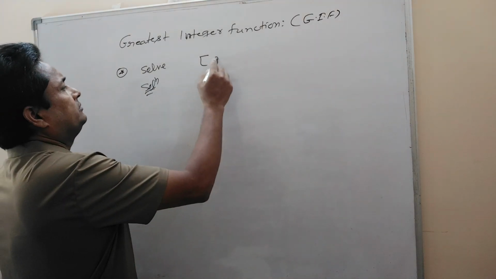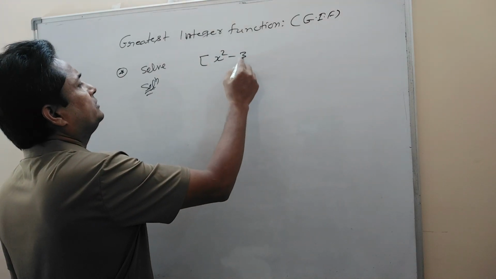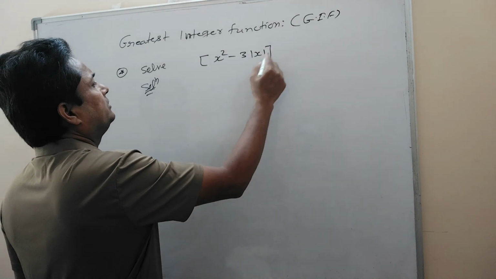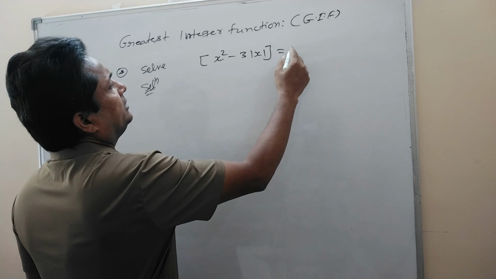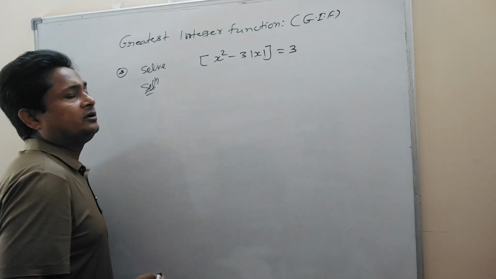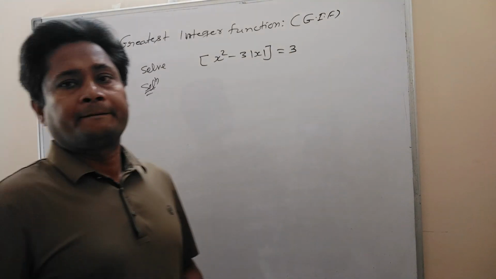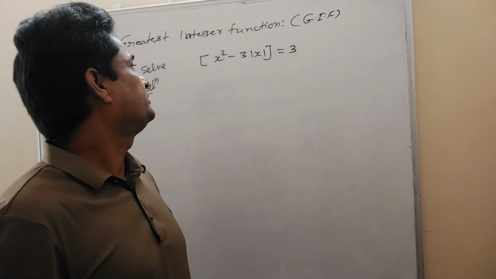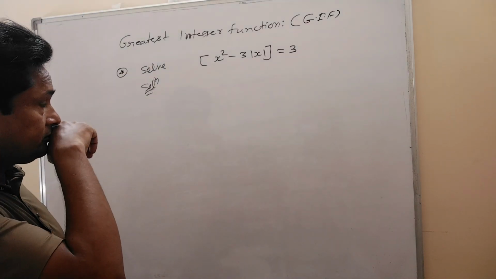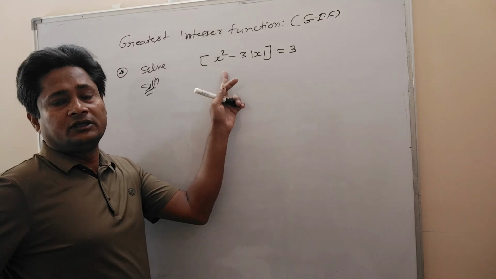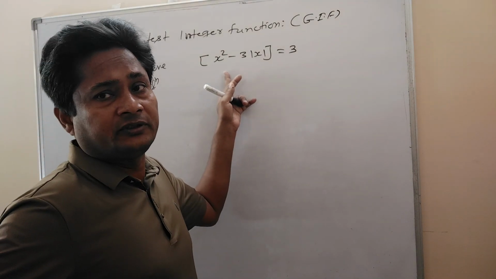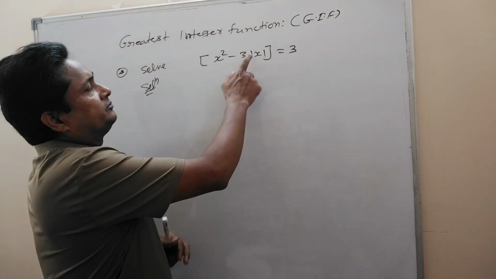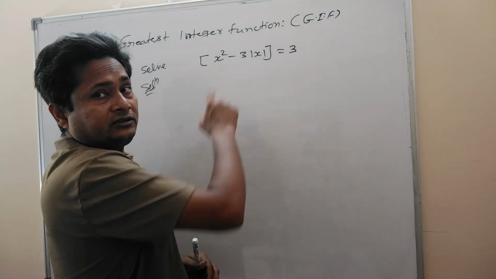Solve this question: greatest integer of x squared minus 3 mod x is equal to, let's say, 3. Okay, how will you solve this type of question? First we have to solve the modulus function, sorry, first we have to solve the greatest integer function.